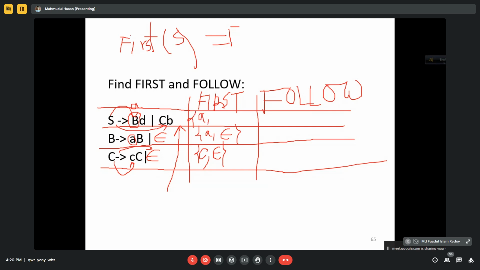Then replace non-terminal B with epsilon. When you replace non-terminal B with epsilon, this one will be removed. That means only D remains. So D will be the first value of S.